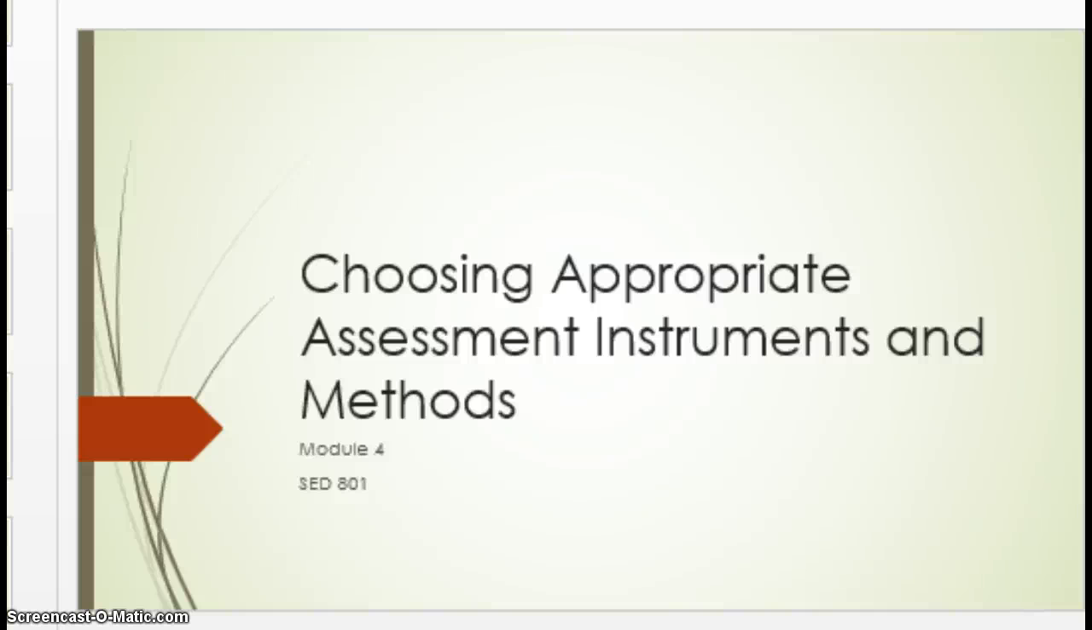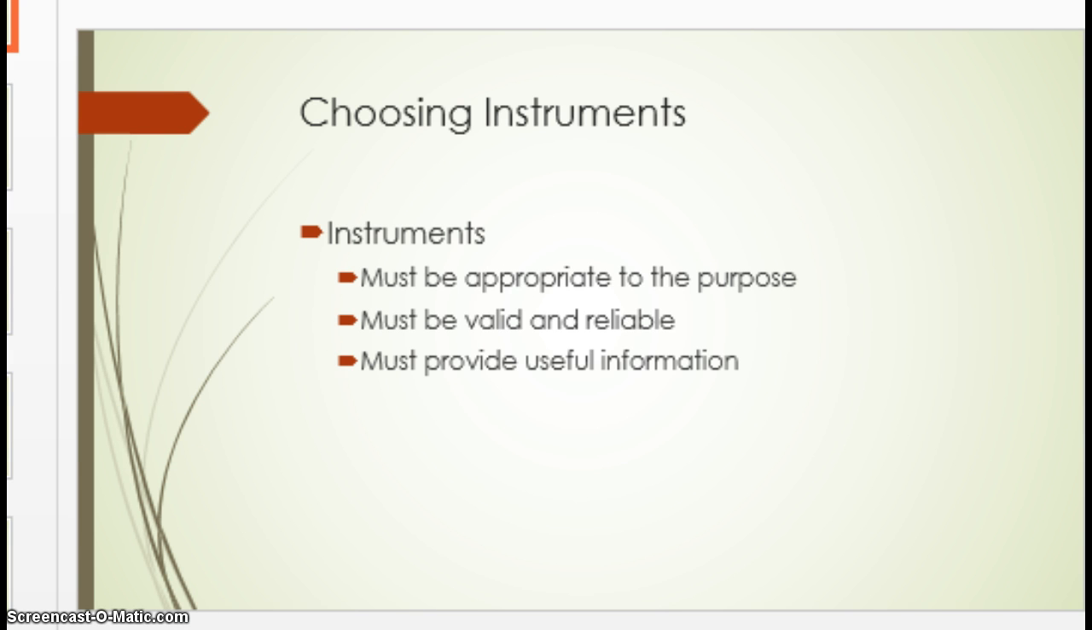In the last module, we considered the different types of assessment purposes. This week, we will look at the different types of instruments and methods and how these should be determined. When choosing instruments, we must first ensure that we are choosing instruments that are appropriate for the purpose for which we're using them. For example, it's not appropriate to use a screening instrument to determine program effectiveness.